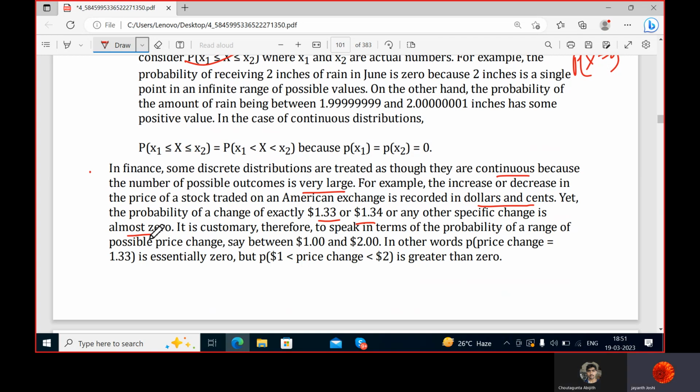Do you think any reasonable change in this? The probability of an exact change is almost 0, not a negligible change. So it is customary to speak in terms of the probability of a range of possible price changes, say between $1 and $2. In other words, price change equal to 1.33 is essentially 0, because we are taking the difference in terms of $1. But price change between 1 and 2 is greater than 0. Why? Because we are considering in terms of $1.